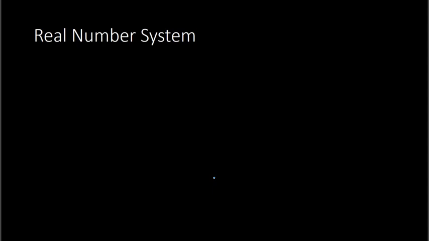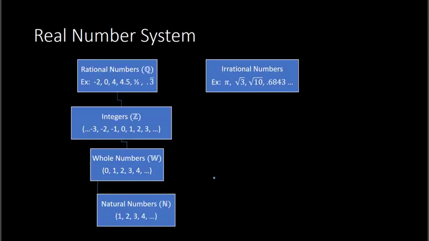So the real number system is really just everything that we use on a day-to-day basis. It could include fractions, positive numbers, negative numbers, zero, things like pi, or square roots of things that don't work out evenly, decimals that keep going on forever. Any sort of number that we use would be considered a real number. All right, so here is the categorization of the real number system.